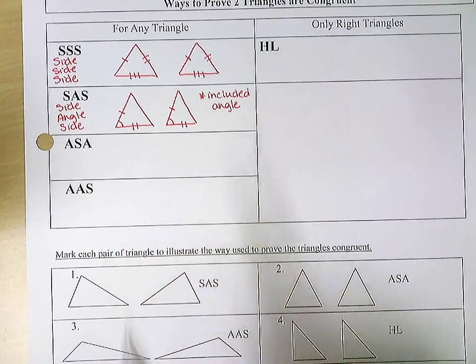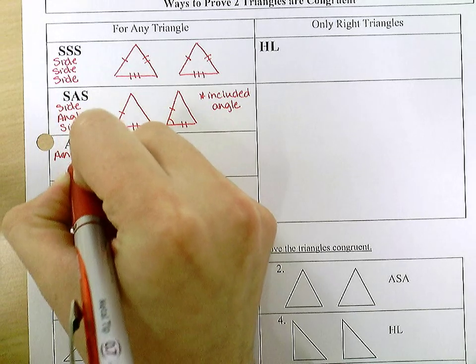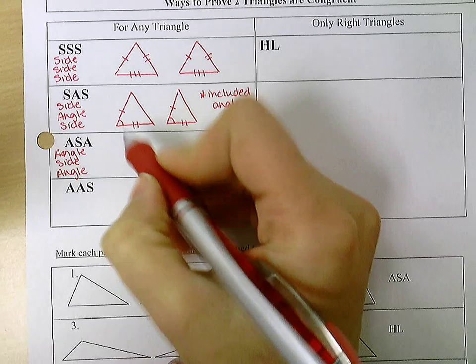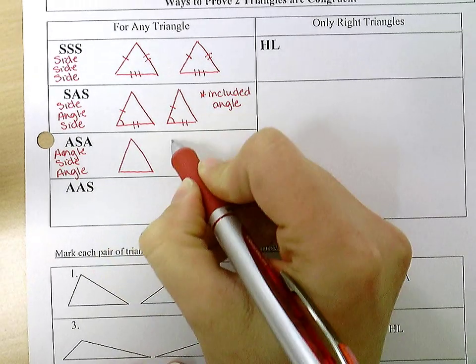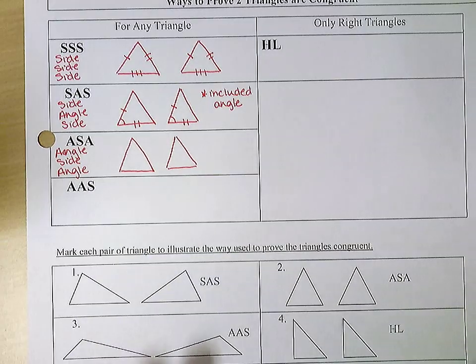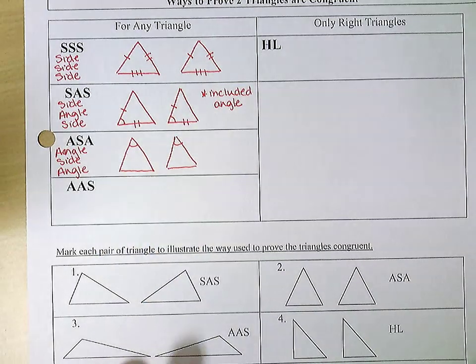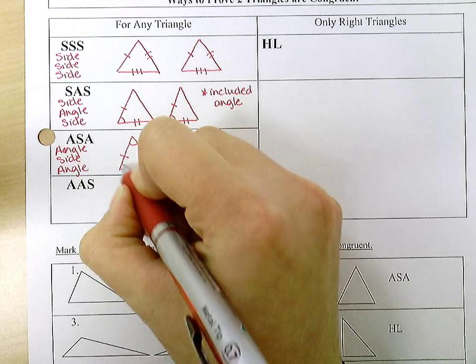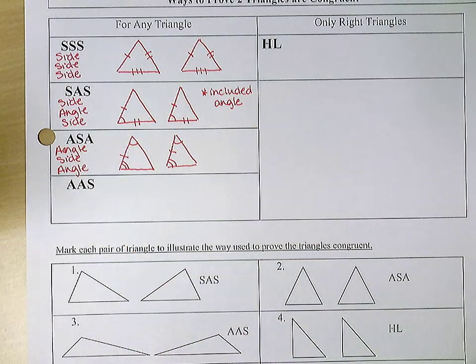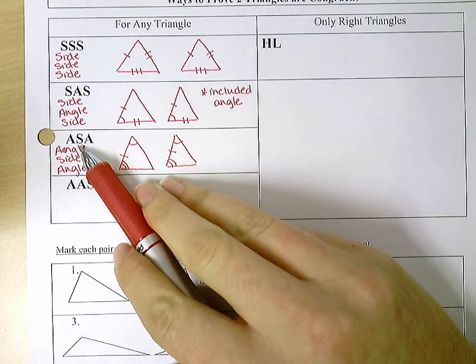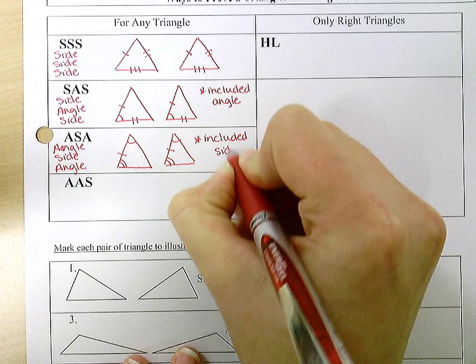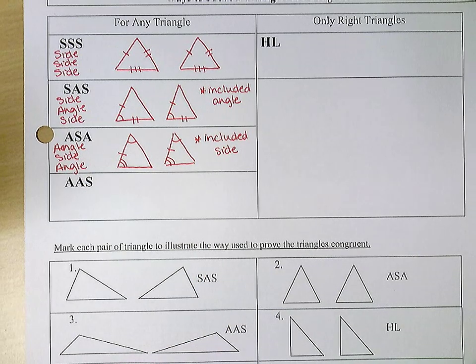The next one is angle, side, angle. Again, we have two triangles. We have one pair of angles congruent, one pair of sides congruent, and a second pair of angles congruent. Now, just like with side, angle, side, with angle, side, angle, that side has to be between your two angles. That's why it's in the middle. So it has to have that included side. That side has to be between your two angles.